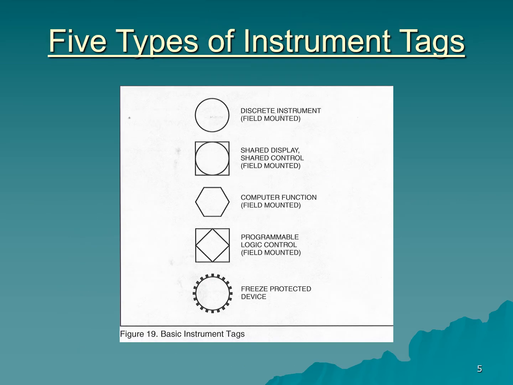We generally work with 5 types of instrument basic tags, where this is a plain circle. It's a discrete instrument that's field mounted. The circle in a square is a shared display or shared control, field mounted. A hexagon is a computer function. A diamond in a square is a PLC, and if it looks like it's got hair, it's a freeze protected device.